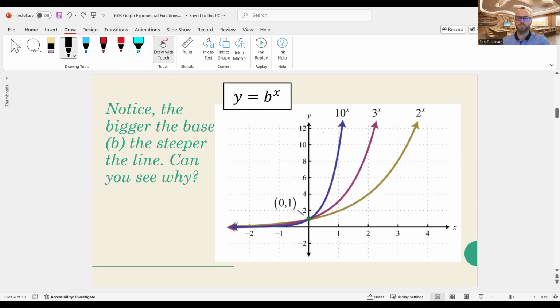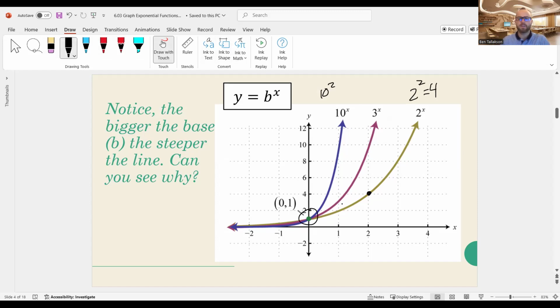Why? Well, you're raising 10 to the first power, then the second. 10 to the second is 100. This is going to go up to 100 by the time it gets over to 2. Of course, we're not graphing this up to 100, but that is going up very fast, right? But a smaller number like 2, well, 2 squared is just 4. So by the time we get to 2, we'll only be up at 4, like the point we see there. So the bigger the base, the steeper the line. Got it.